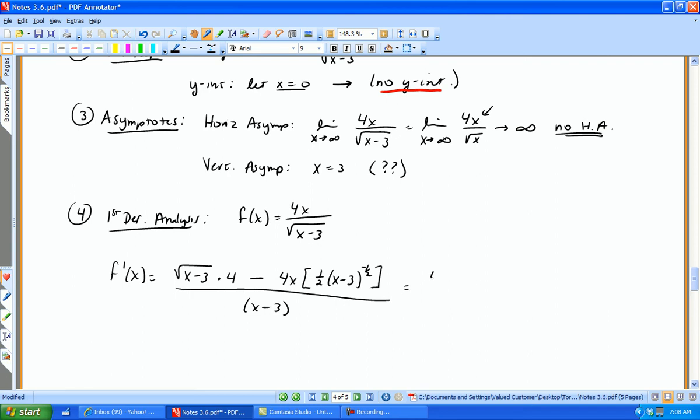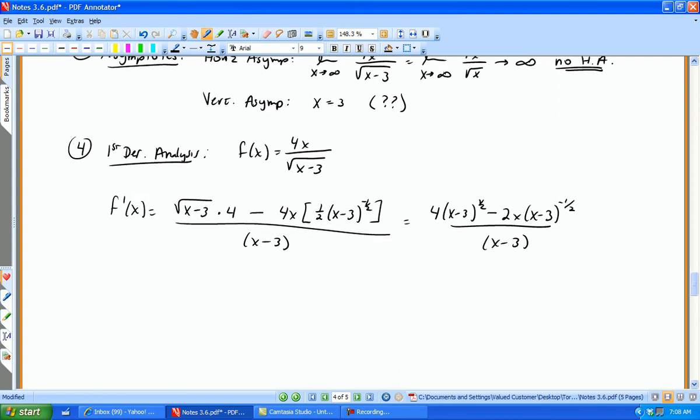Okay, if I work that out a little bit, that's 4 times x minus 3 to the 1/2, and then a minus 2x times x minus 3 to the negative 1/2, over x minus 3. Then what we want to do is factor out the greatest common factor. When you factor out a greatest common factor of an expression like this, you're factoring out the lower of these two powers. So the greatest common factor would have a 2 in it, and then the lower of these two powers would be x minus 3 to the negative 1/2. In the first spot, that would leave me with a 2 times an x minus 3 to the first. In the second spot, it would leave me with just an x. And the denominator would just be x minus 3.